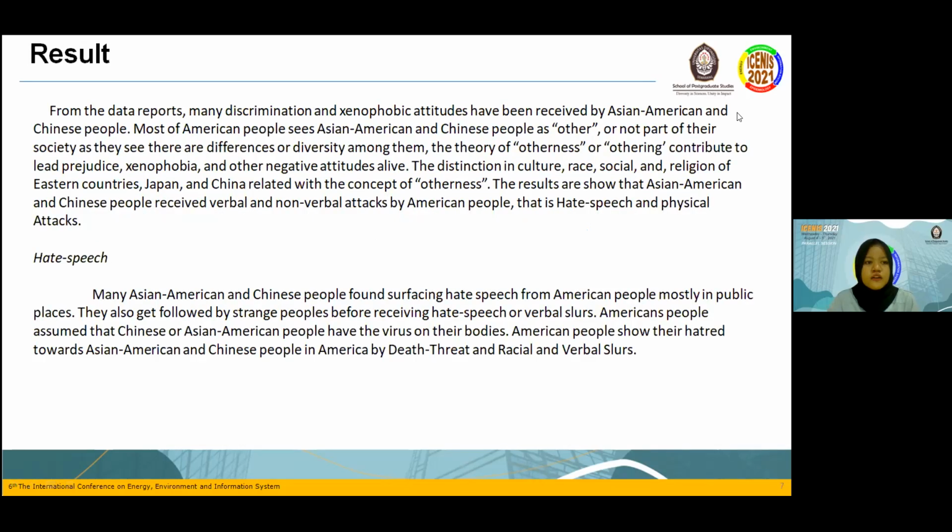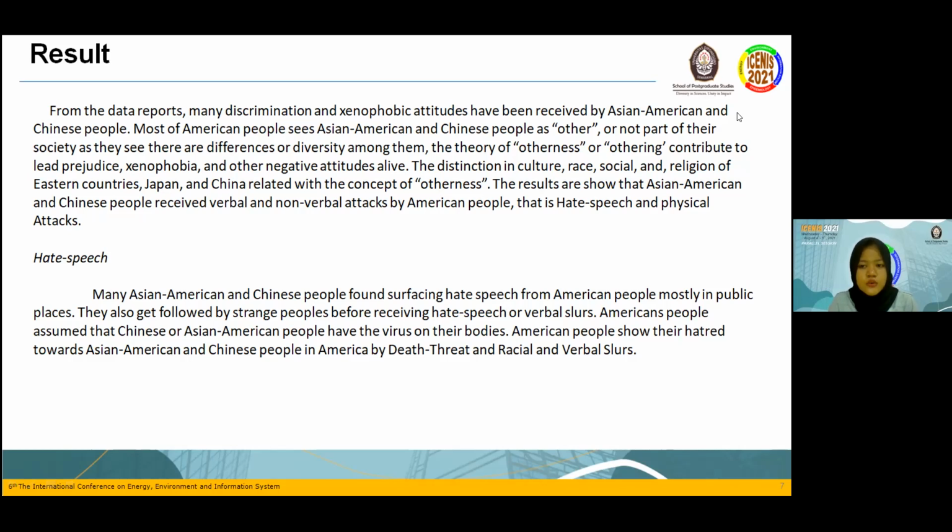Result: from the data reports, many discrimination and xenophobic attitudes have been received by Asian American and Chinese people. Most American people see Asian American and Chinese people as others, not part of their society, as they see differences or diversity among them. The theory of otherness, or othering, contributes to keeping prejudice, xenophobia, and other negative attitudes alive. The distinction in culture, race, and social region of Eastern countries, Japan, and China is related to the concept of otherness itself.